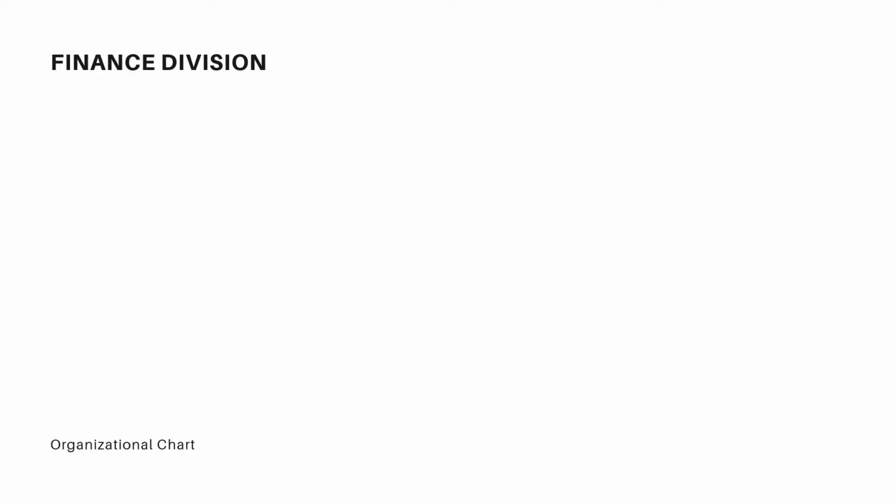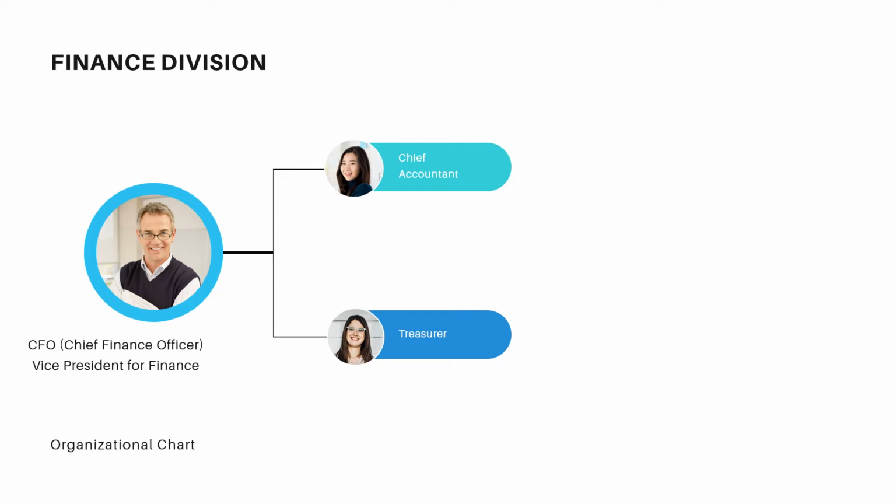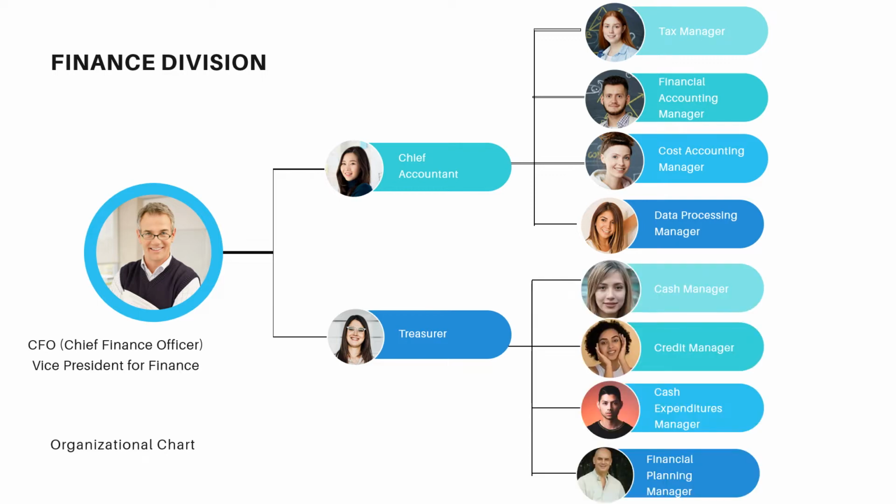Let us also review the finance division organizational chart, which is headed by the CFO, or the Chief Finance Officer, also called Vice President of Finance. The two departments created under the CFO are the Accounting Department and the Treasury Department. The Accounting Department is headed by the Chief Accountant, and the Treasury Department is headed by a Treasurer. Under the Chief Accountant, we have the Tax Manager, Financial Accounting Manager, Cost Accounting Manager, and Data Processing Manager. Under the Treasurer, we have the Cash and Credit Manager, and also the Cash Expenditures and Financial Planning Managers.